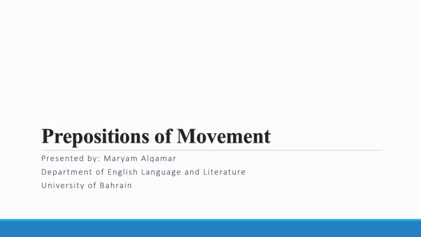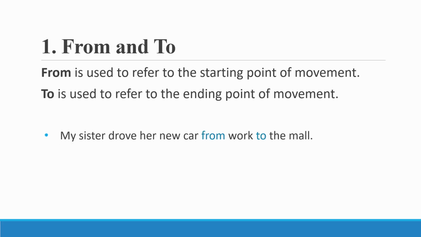There are many prepositions used to refer to movement, and in this lesson we are going to discuss each one with details. The first set of prepositions we are going to discuss are from and to. We use from and to when we refer to the starting and ending points of movement. We use from to talk about the starting point, and we use to talk about the ending point.